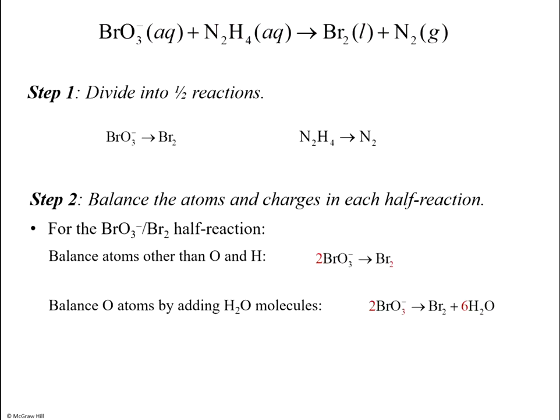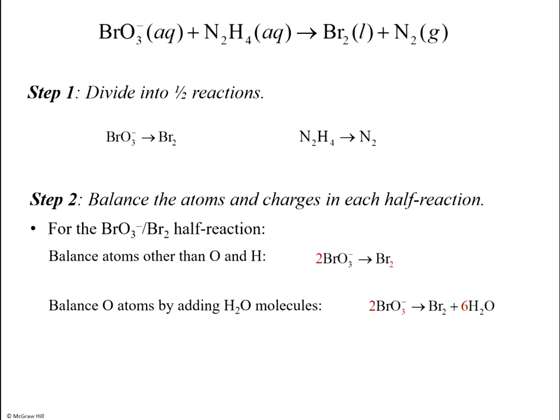We can use as an example the reaction of bromate with hydrazine to produce molecular bromine and nitrogen gas. First, we'll divide this into two half reactions. We see that bromate going to bromine is a reduction process, and hydrazine going to nitrogen gas is our oxidation process.